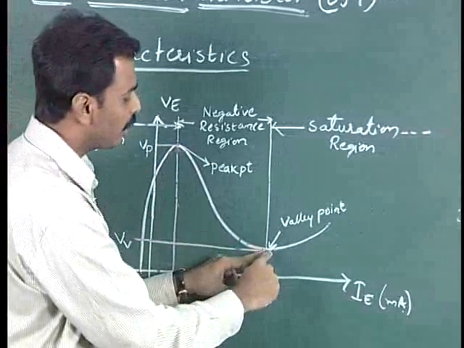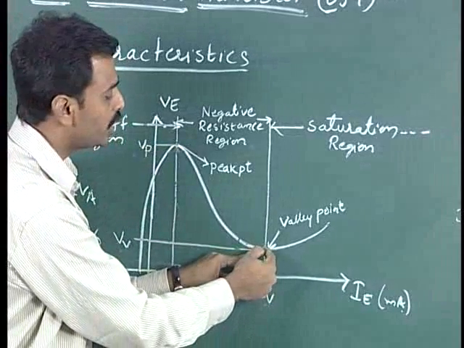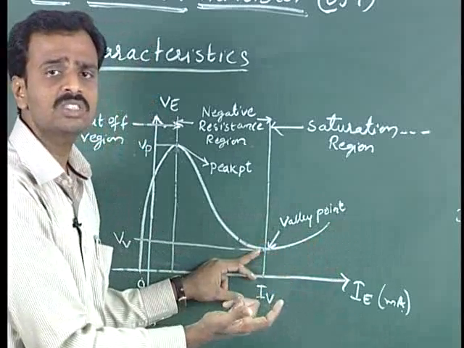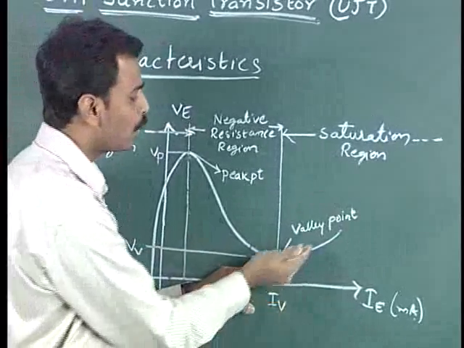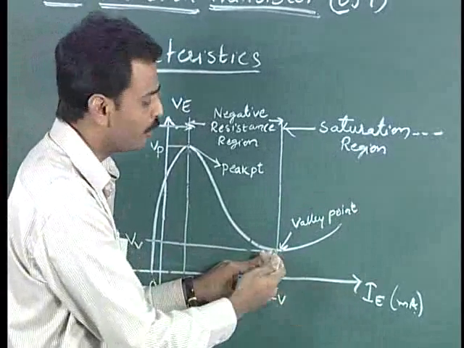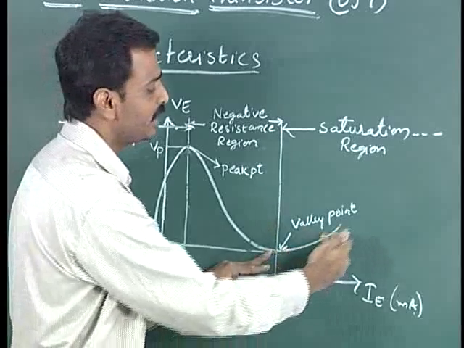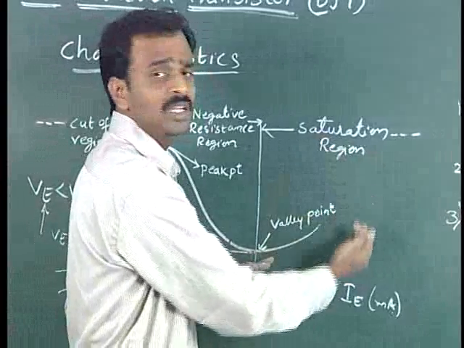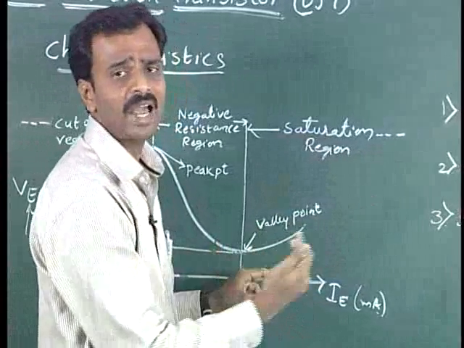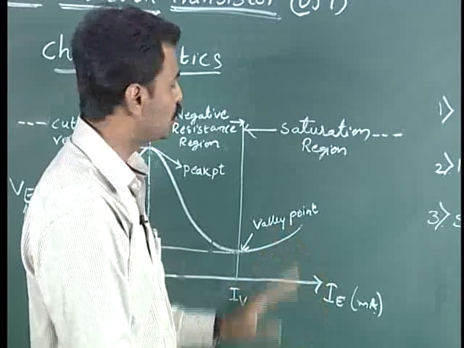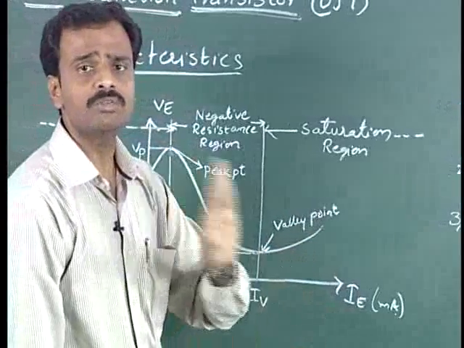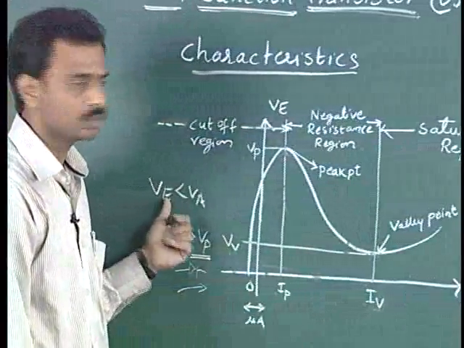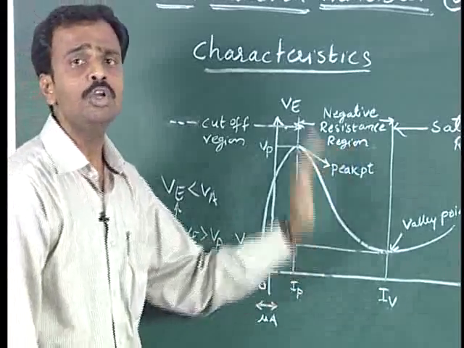Once the current crosses IV, slowly the voltage increases once again and it enters the saturation region, then it works as a normal diode. The voltage drop will not fall further. When it crosses the valley current, the current increases, and simultaneously the voltage increases. Whenever the device falls in the saturation region, it will be acting like a normal diode. So this is how the UJT shifts from one region to another by varying the input voltage VE. This shows the entire characteristics of UJT.